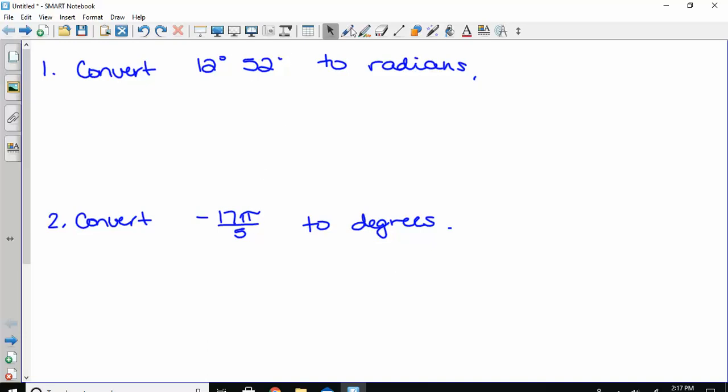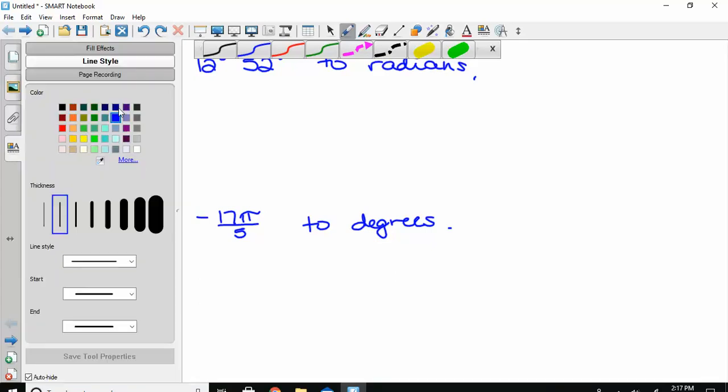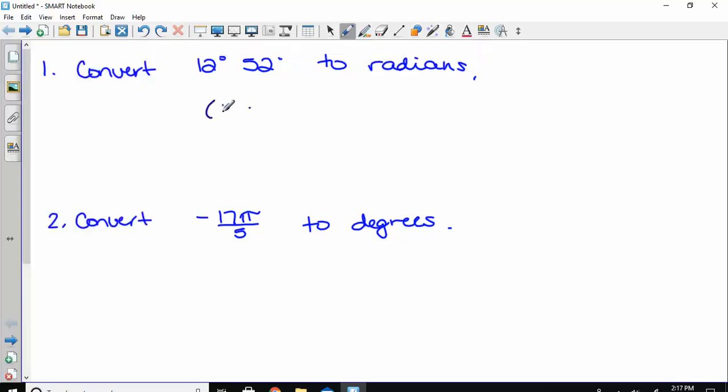So here, I have degrees and I want radians. So that means I need my degrees to cancel out. So what would we multiply by? If you have degrees, to make the degrees cancel, they need to go on the bottom. So you'll have to multiply by pi over 180. Remember, if we had degrees and minutes, we did 12 plus 52 divided by 60 times pi over 180.